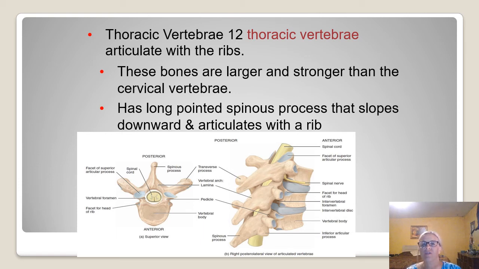So we have 12 thoracic vertebrae. And those actually articulate with the ribs. They're larger, and they're also stronger. They're heavier than the cervical vertebrae. And they have these long spinous processes, and you can see here they slope downward. All right, and that's what articulates with the ribs, the facets on the sides here. And you can kind of see, here's the facet here for the rib right there for articulation, which means movement together.